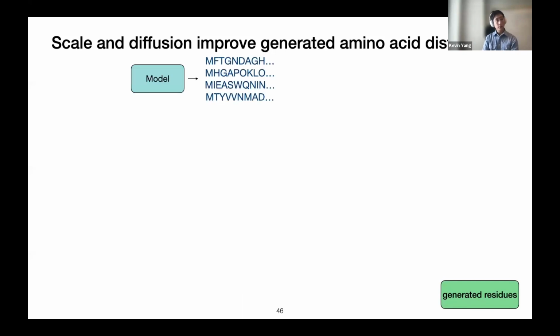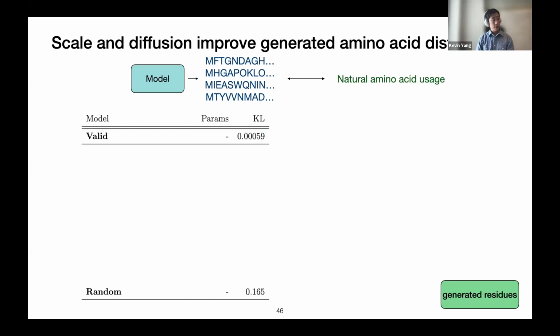So here what we do is for each model, we generate some sequences and we compare the amino acid usage in those sequences with the amino acid usage in the validation, in the test, in the training set. As the strong baseline, you look at the KL divergence between those distributions, the validation set and the training set. So that's going to be pretty low. And as a negative baseline, we simply generate randomly. And that gives you much higher KL divergence in the distributions of amino acids.